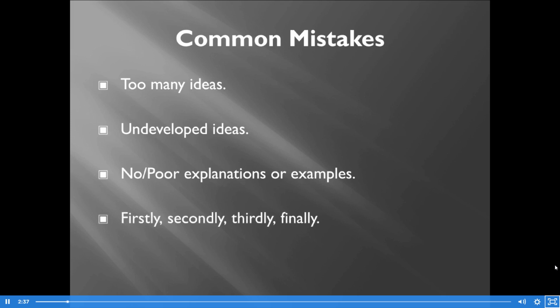We also see a lot of students using the structure inside their main body paragraphs: firstly, secondly, thirdly, finally. So they'll say firstly this idea, secondly this next idea, thirdly this next idea, and finally this final idea. And that means that there is very little development of any of these ideas, so try and avoid this structure.